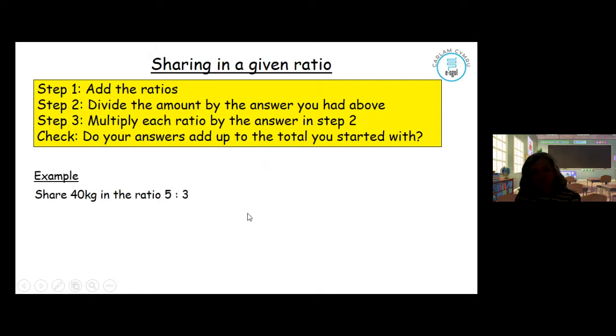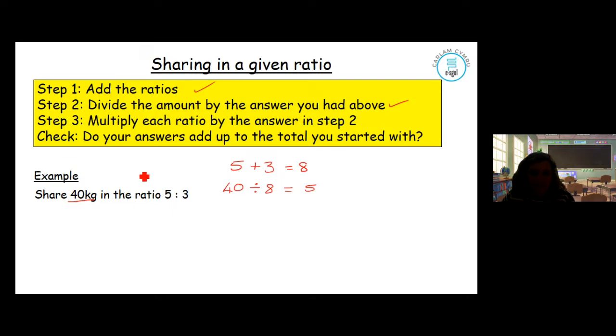And we have share 40 kilograms in the ratio 5 to 3. So I'm going to follow these steps now that I've written above. Step 1, add the ratios. So the ratios are the 5 and the 3. So I'm going to work out 5 add 3, giving me an answer of 8. That's step 1 done. Step 2, divide the amount in the question by the answer you've had above. The amount in the question is 40 kilograms. I'm just going to write 40 for my working. And I need to divide that by what I've just worked out, so I need to divide that by 8. And I now have to work this out. So that is 5. And that's step 2 done.